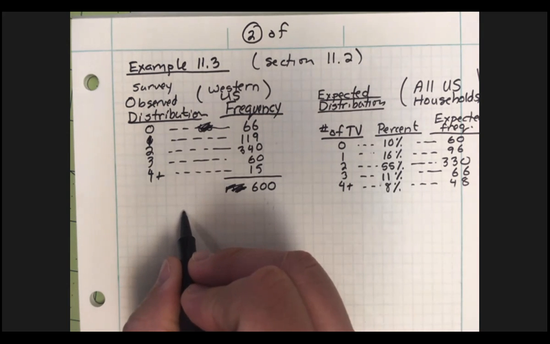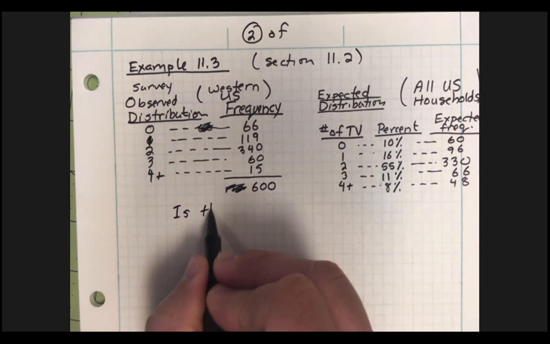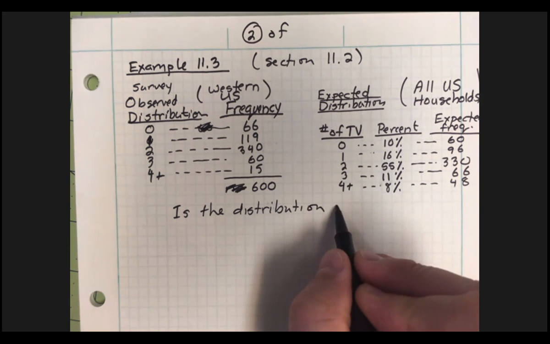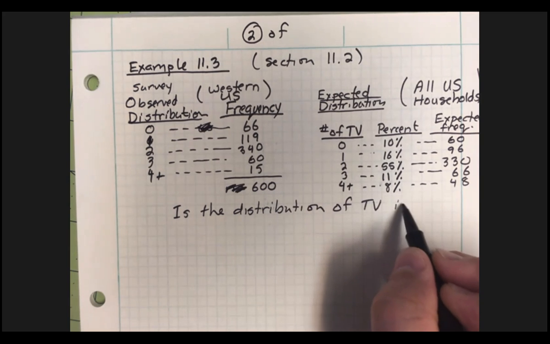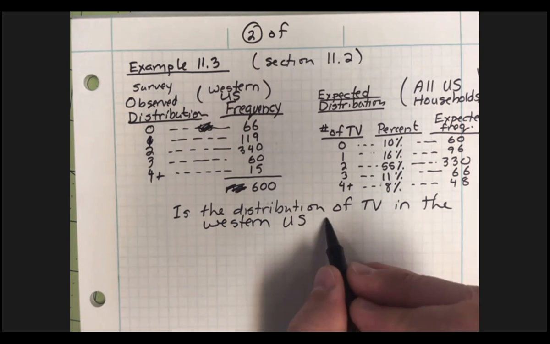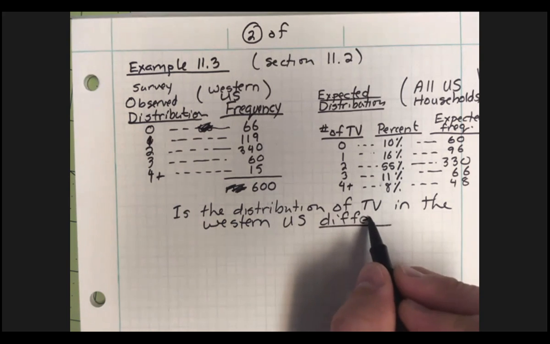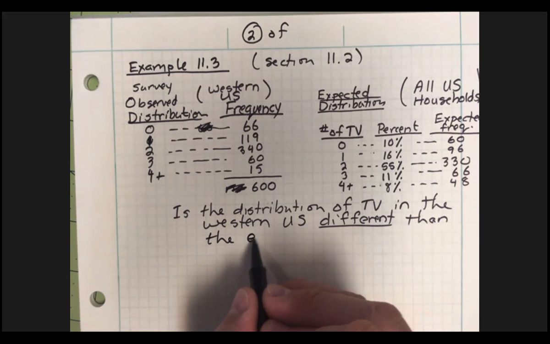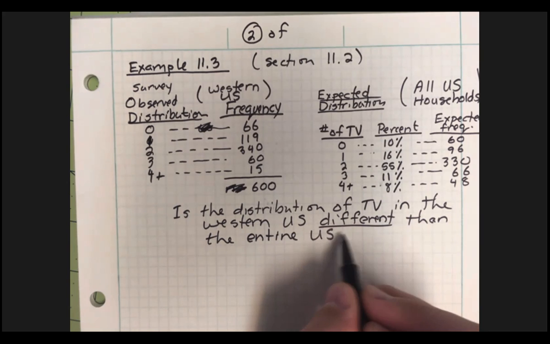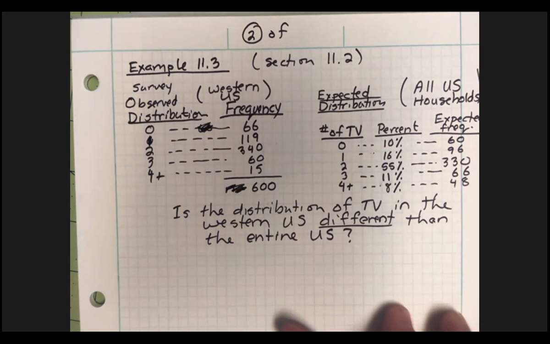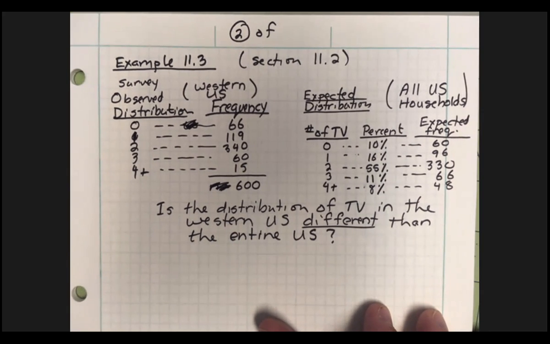So here's a question. Is the distribution of televisions in the Western US different than the entire US? This might be something I want to know if I'm selling televisions, right? Or it might be something I want to know if I'm advertising on televisions. This looks like a hypothesis test.